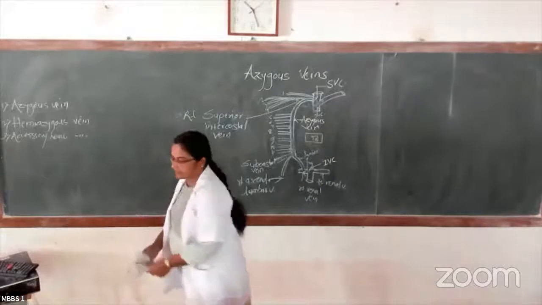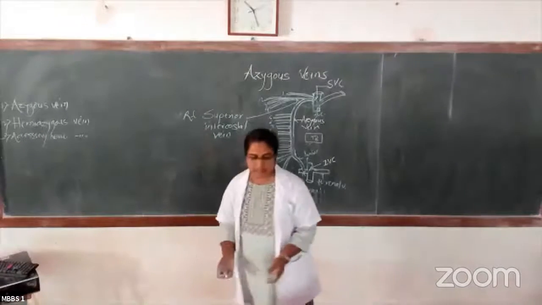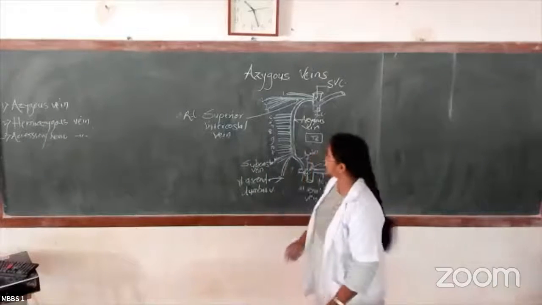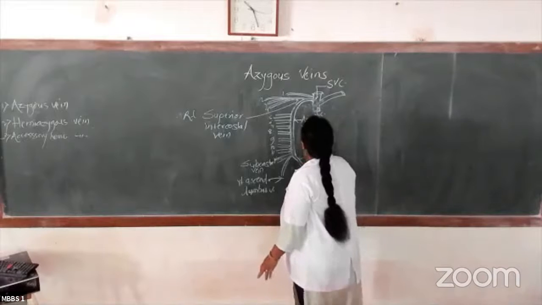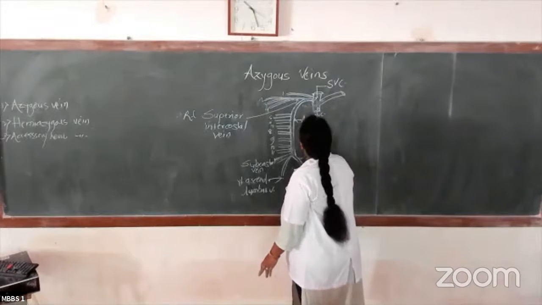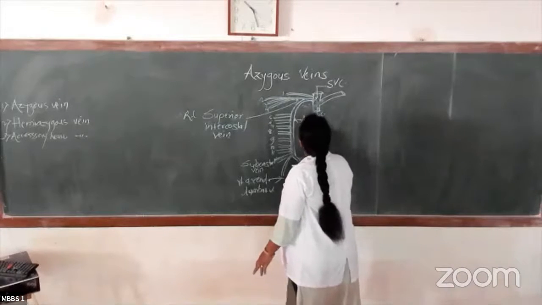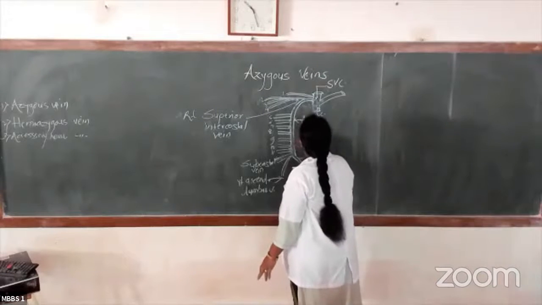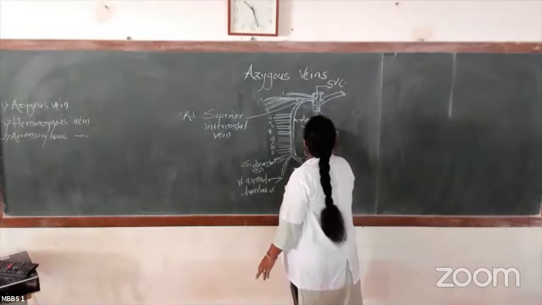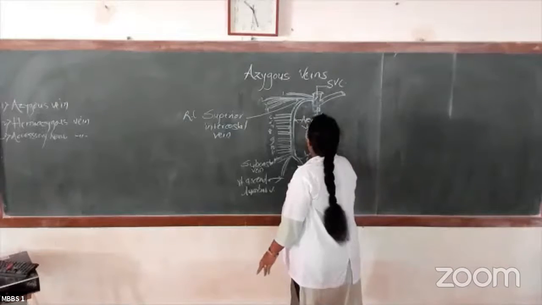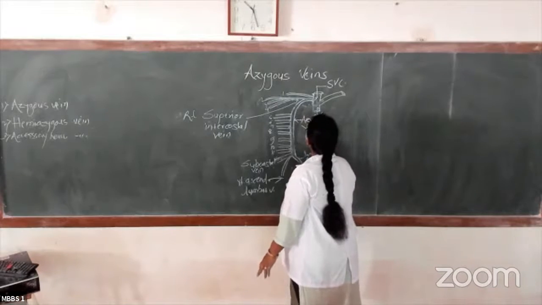Again, there are two other tributaries of this azygous vein, which are the terminal parts of the hemiazygous and accessory hemiazygous veins. Now we see these other veins now.